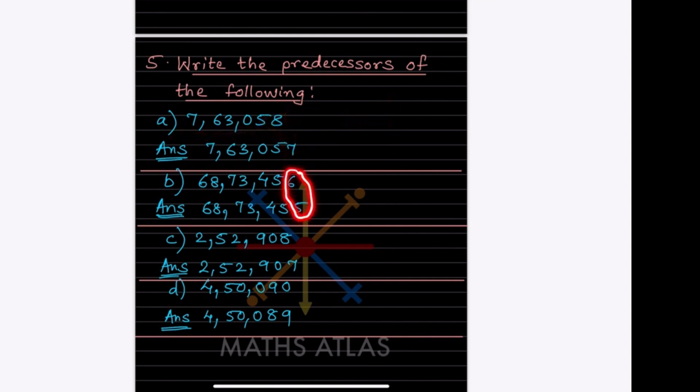6 becomes 5. Rest of the numbers remain the same. 8 becomes 7. Rest of the numbers remain the same. Now look at the last problem for this one. What happened here is 0. So here what are we going to do? We are going to consider these two numbers. So 90 minus 1 is going to be 89. Just concentrate on this. 90 minus 1 is going to be 89. Rest of the digits remain the same. This is something different over here.